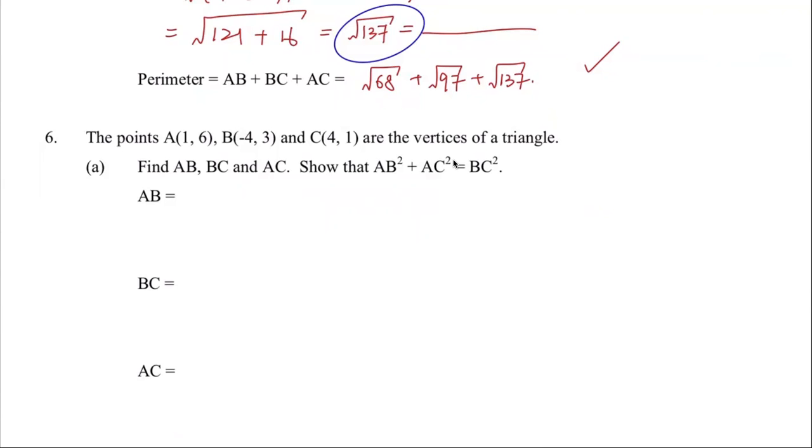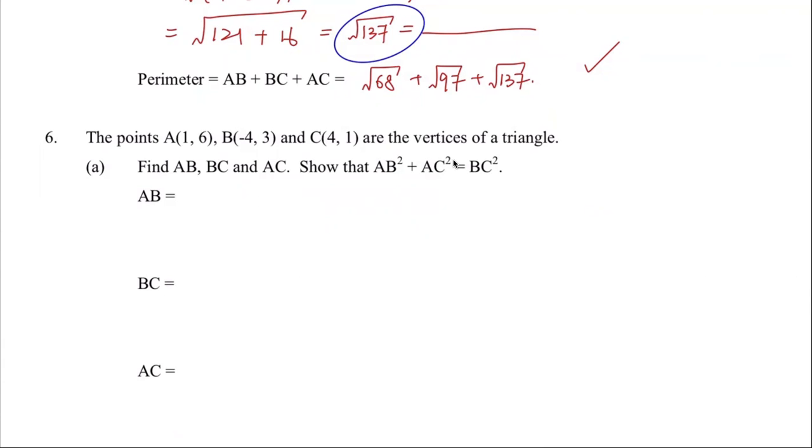Don't get intimidated by show this or show that. Don't get scared or panic. Right? So find AB, BC, AC, and show that AB squared plus AC squared is equal to BC squared.